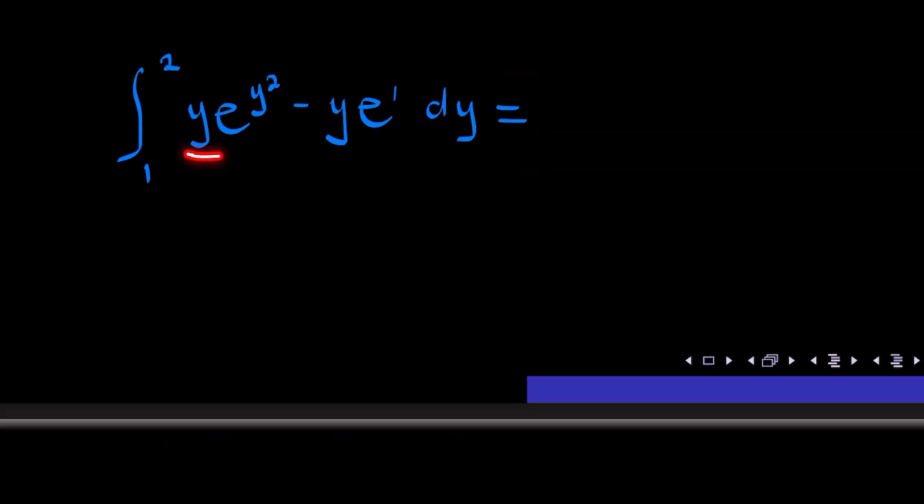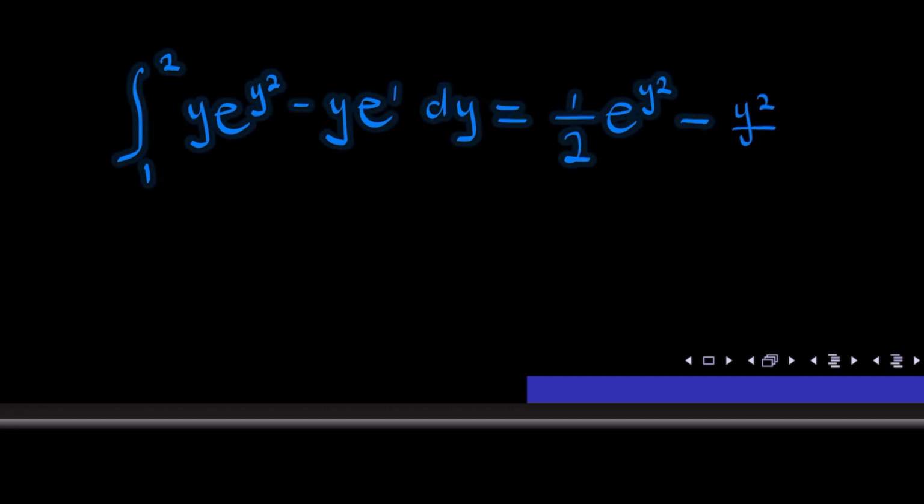To integrate the first term, we use u substitution by letting u be equal to y squared. So that's going to give us 1/2 e to the y squared, then minus. Here also we should note that e to the 1 is a constant, so we just have to integrate y. Which is going to give us y squared over 2 times e to the 1. Then the range of integration 1 to 2.